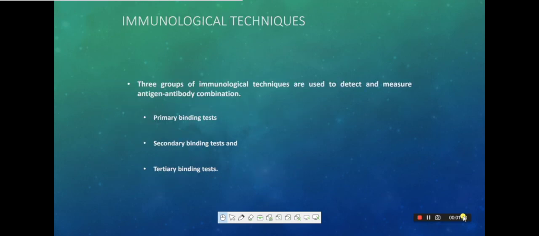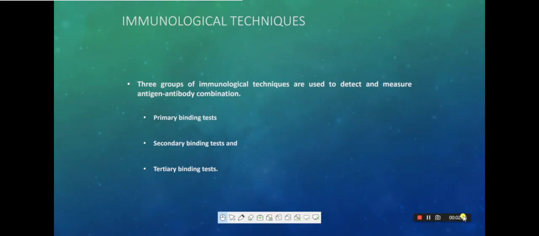So what are immunological techniques or the serological tests? These are performed in the laboratories to detect and measure the antigen antibody combination. So, what is serology? Serology is the branch of science which deals with the study of the serum. In immunological techniques or tests, what we focus upon is the antigen antibody interaction.